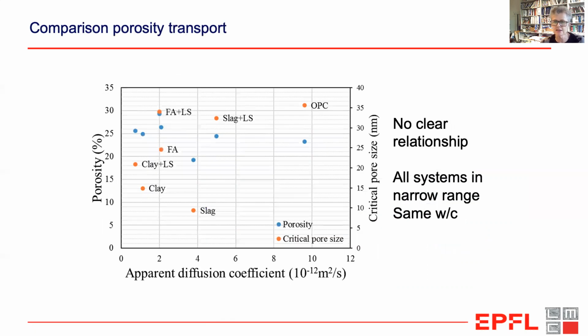However, when we look in detail at the parameters from the pore structure and their relation to the apparent diffusion coefficient, we really can't see any systematic relationship. The total porosity is very similar in all systems. This is not surprising because they had very similar water-cement ratios. The critical pore size is varying quite a lot, but not in any systematic way compared to the diffusion coefficient.